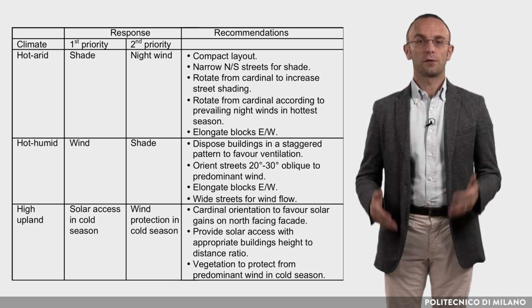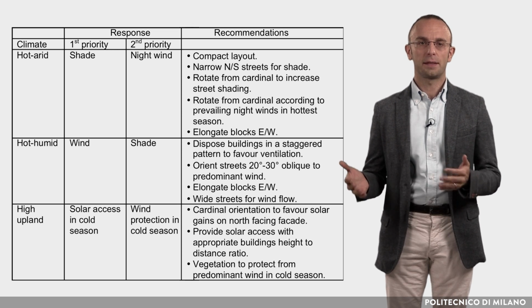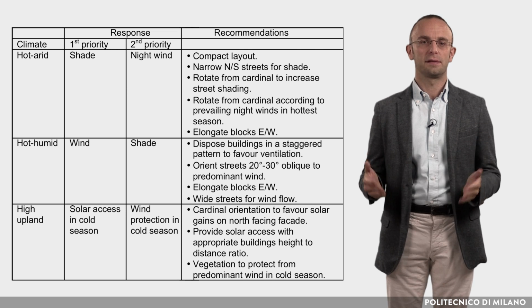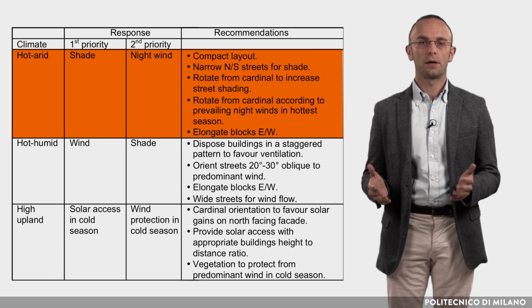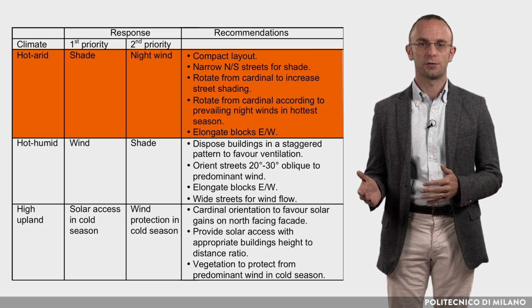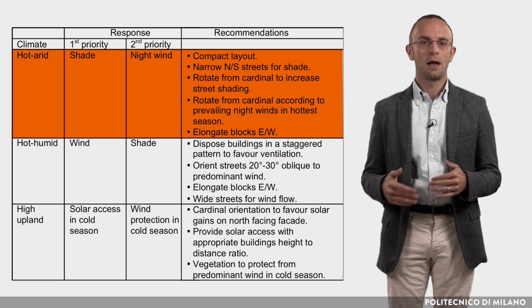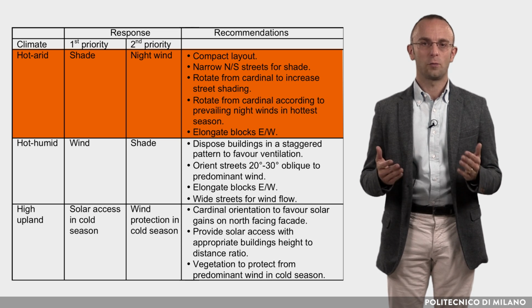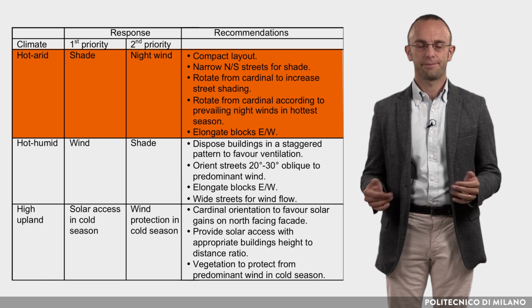In conclusion, some recommendations about the urban layout and building design by climatic priority can be defined as listed in the table. In hot and arid conditions, the priorities are shading and night ventilation, preferring compact urban layouts rotated from cardinal, according to the prevailing night winds. Facades facing east and west have to be limited.